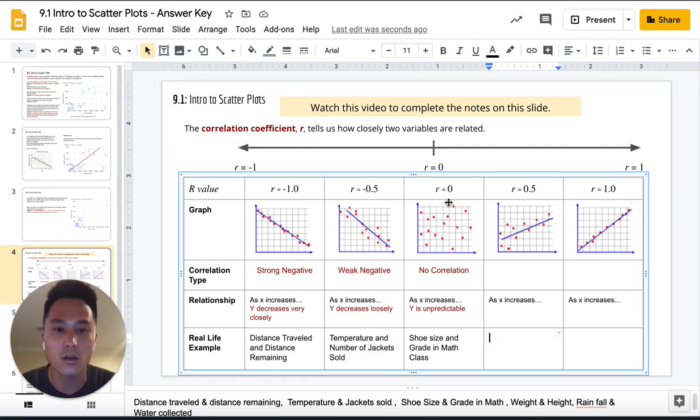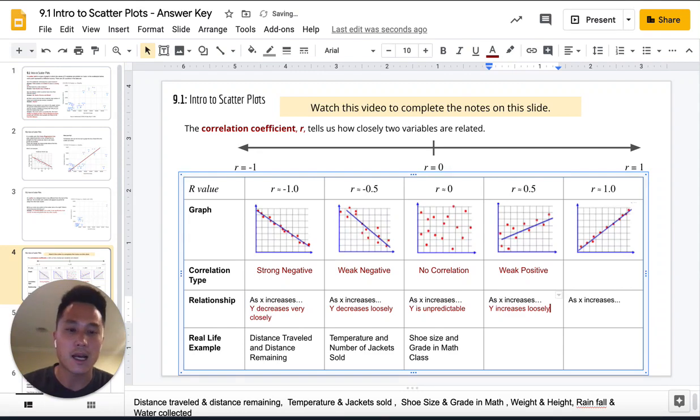Okay, so now let's go in the positive directions. And so going to the right, when the R value is above 0, you're going to start getting graphs that look like these on the right. And when the points are going in a positive direction, going up and to the right, and they're still kind of far away, there's still some distance between the points and the line, we would say that there is a weak positive correlation. And so what's happening here is as x increases, y also increases, but it's increasing loosely, not closely or exactly with the x value.